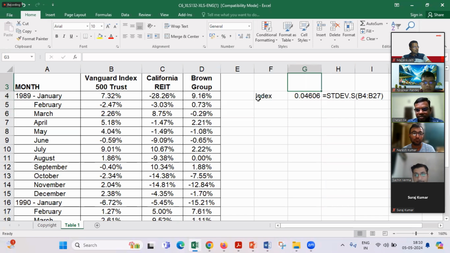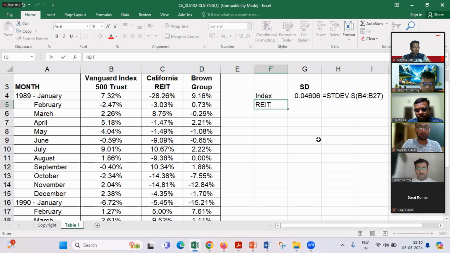Okay, I'll write it as standard deviation. Sorry, they call it standard deviation. Index we have computed. Let us do it for REIT now. REIT is real estate investment trust. She wants to invest in a Californian REIT, in other words.